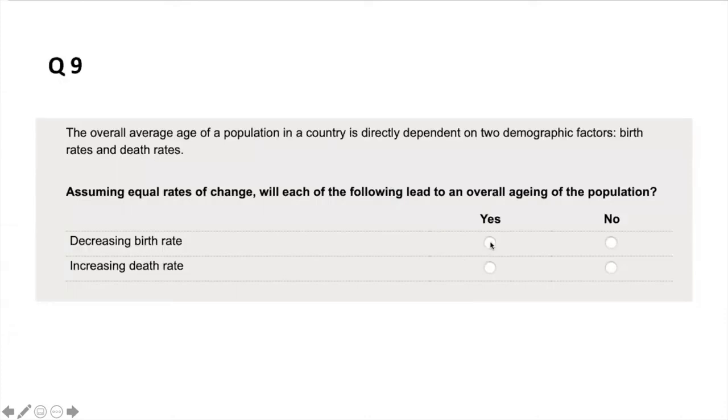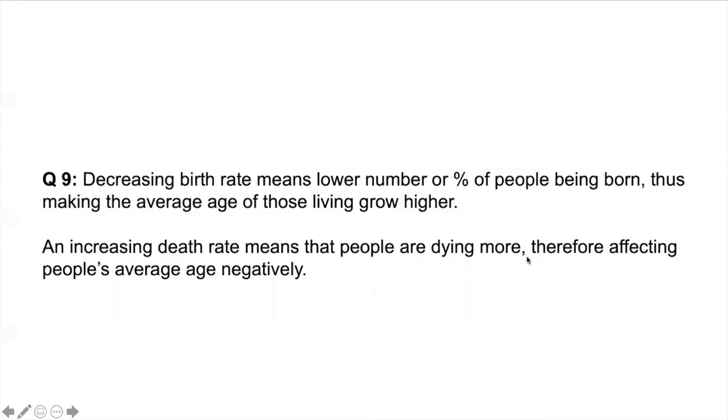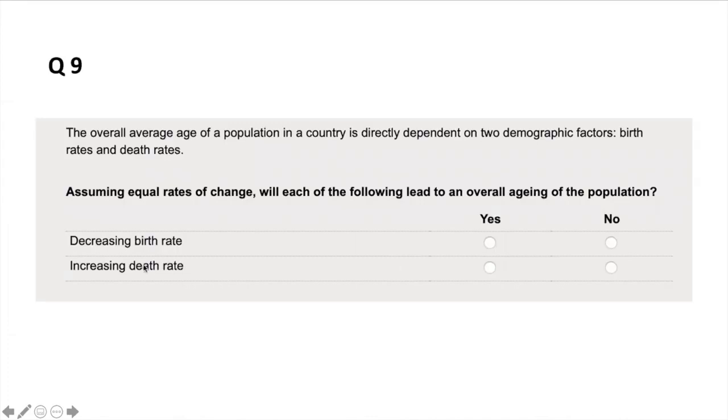Now, if you have increasing death rate, which means people are dying, therefore affecting the average age negatively, more people dying, right? And more people being born, because we're assuming equal rates of change, that will create an average that will be lower, because those that are being born, if they're increasing at the same rate, will probably lower that average. So the answer here is the decreasing birth rate will, yes, give you an aging population, while the increasing death rate will not. It would lower the average age of a country.